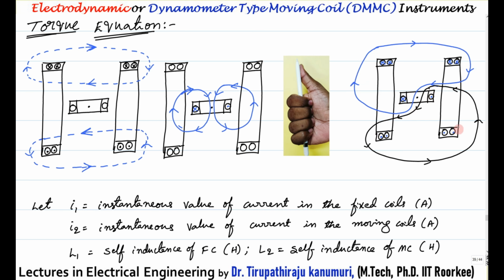We know that the field always wants to align in a straight line. That means it wants to pass through the minimum possible path. So that's why it will try to align this moving coil in such a way that the flux can pass in the shortest possible path. Because of this, what happens? This will push this one upwards. This will be pushed downwards. So the torque is produced in this direction. So this is logically how the torque is produced.